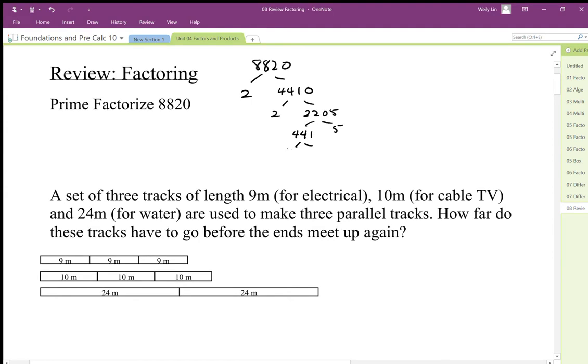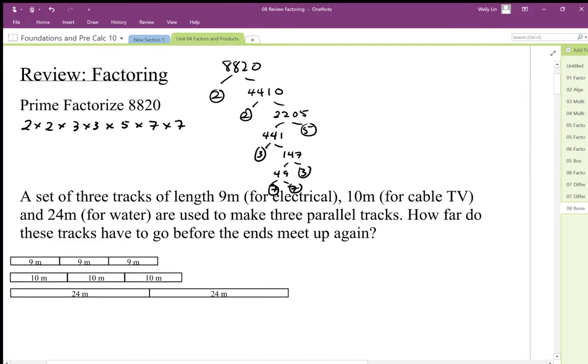Okay, so I can divide that by 3, and I end up with 147, which is also divisible by 3, which is 49, and then I have 7 times 7. So I want to go all the way down to the prime numbers, and once I get to my prime numbers, I have fully factored this term. So it becomes 2 times 2 times 3 times 3 times 5 times 7 times 7. Okay, so this is our prime factorization.